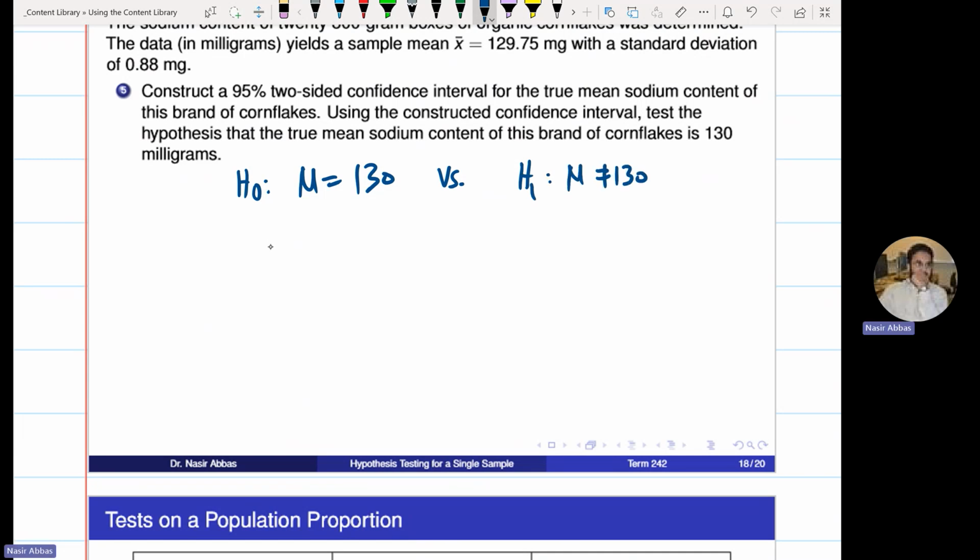You will construct the confidence interval, which is x bar plus minus t alpha by 2 with v degrees of freedom, s over square root of n. This will be 129.75 plus minus the value of T. What is the value of T? 0.025, 19 degrees of freedom. Why did I take 0.025?